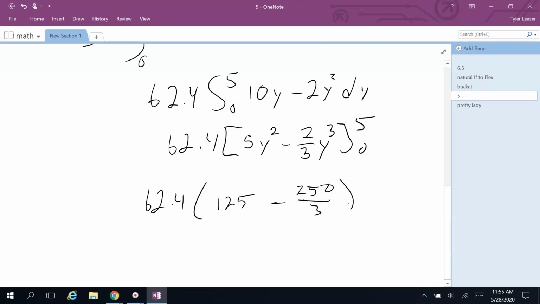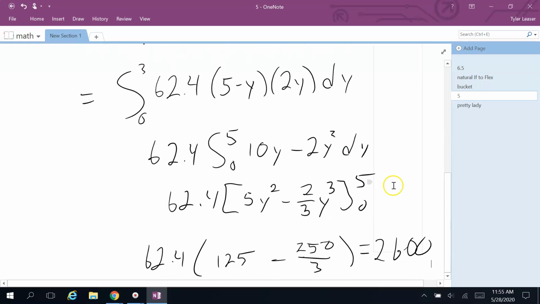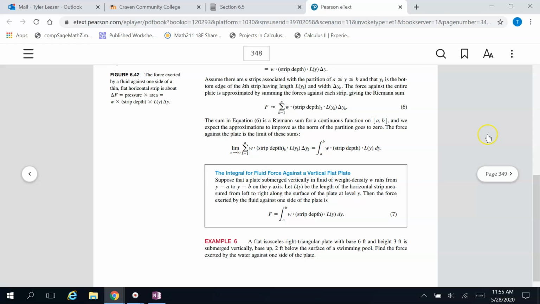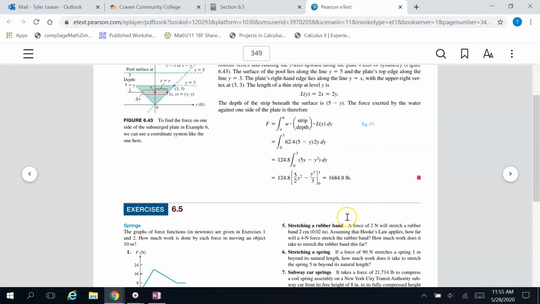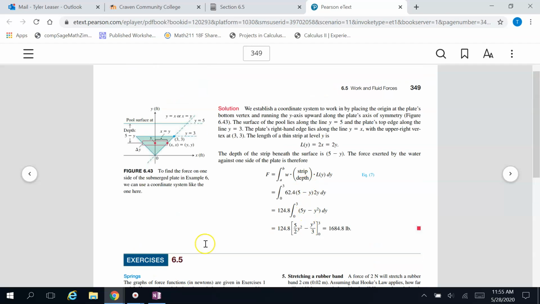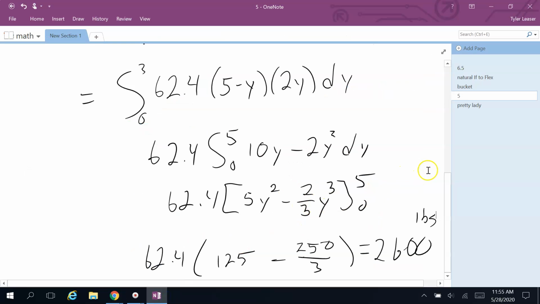So all of this together is actually a really nice number, 2,600. And remember, this was force, and we were in pounds per cubic foot, so this is just going to be pounds. Just to double check, going back to the book, make sure we got the right answer here. Oh no, I goofed it. Where did I go wrong? It must have been in the last little bit here. Let me double check. I guess the answer wasn't so nice. What did I do wrong?